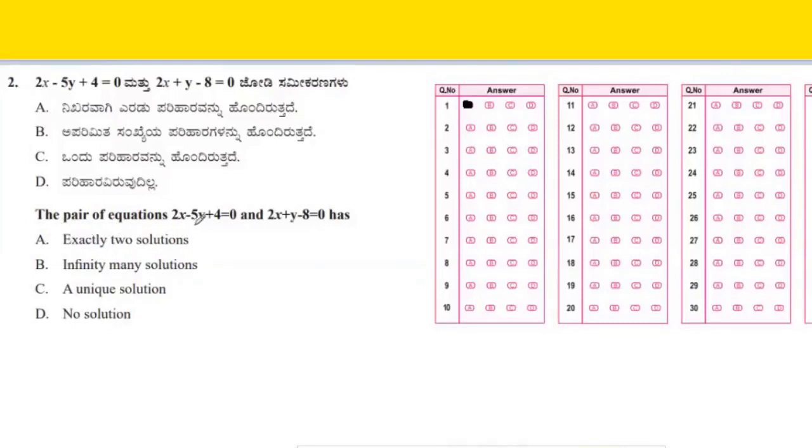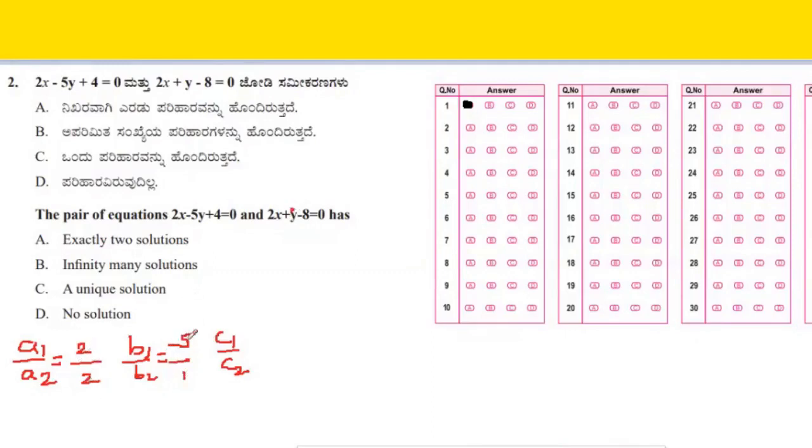The pair of equations 2x minus 5y plus 4 is equal to 0 and 2x plus y minus 8 is equal to 0. To find the number of solutions, we have to check what type of lines there are. To check the type of lines, we have to compare their ratios: a1 by a2, b1 by b2 and c1 by c2, where a1 is the coefficient of x in the first equation and a2 is the coefficient of x in the second equation, b1 is the coefficient of y in the first equation and b2 is the coefficient of y in the second equation. If there is no number, we will assume it as 1.